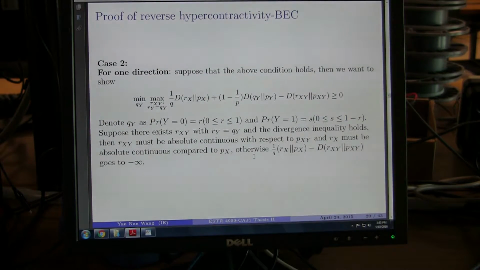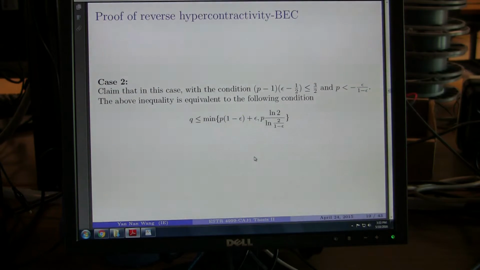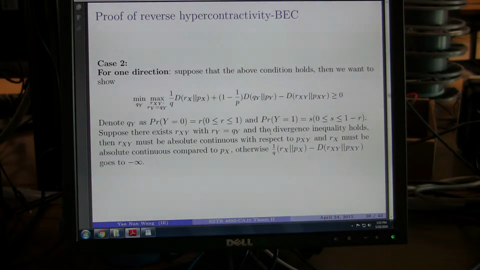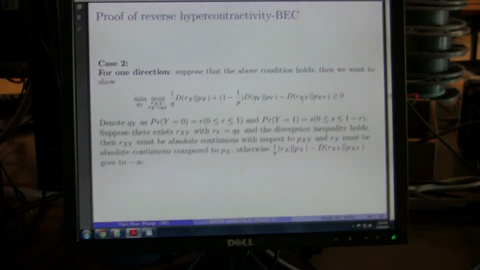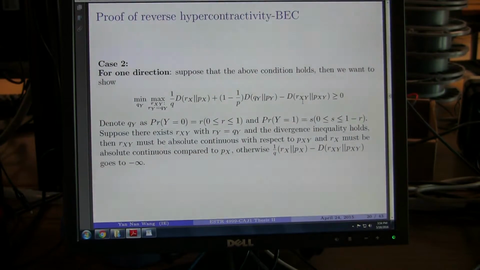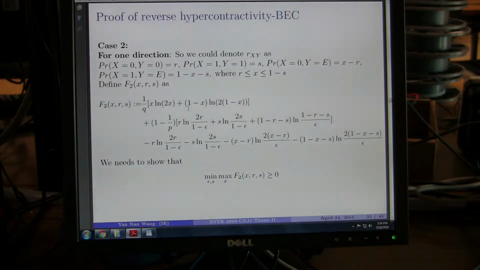First, we will prove the one direction. Suppose that q is less than the minimum of these two expressions. Then we want to show the minimax value of this divergence expression is not negative. By using some appropriate parameters of r_xy, q_xy, q_y, we could reparameterize this divergence expression into a 3-variable function.